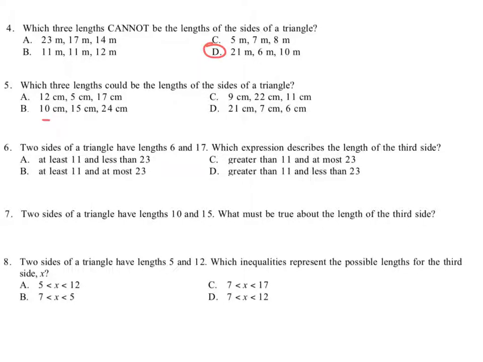And we see here for B, 10 and 15 make 25. That's enough to go that whole distance of 24 and then some. So that looks good for us. And let's just look at the rest of them. This one, C, 9 and 11 is 20. That doesn't reach the 22 that it needs to. And 7 and 6 only make 13, and that's not long enough to get from one side of this 21 centimeter side to the other side of it. Okay, so that's the idea. So I can mark that for you as well.